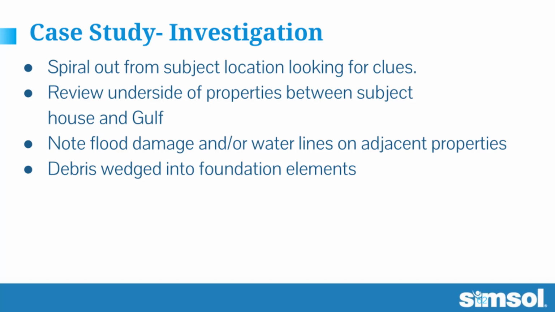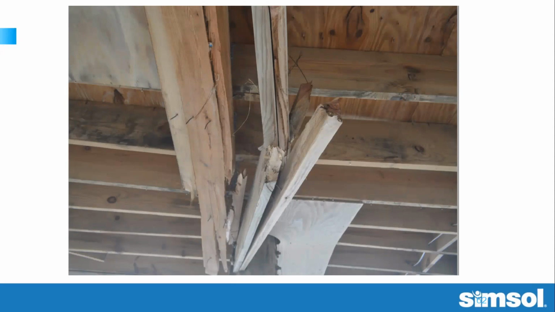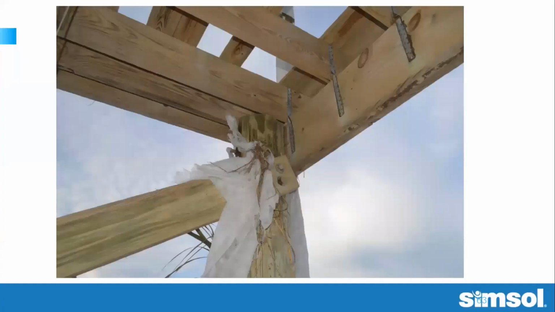So we spiral out. Typically, I like to go in a clockwise direction from the center of the house that I'm looking at and start looking for clues. I look at the underside of those properties between me and the Gulf of Mexico and find out if there's any flood damage or water lines or anything like that, or any debris wedged into foundation elements. Notice here on one of the houses between us and the Gulf, this is a floor beam that's been damaged consistent with impact from flood. This is about 12 feet above grade. And again, notice the marsh grass wedged into some of the pile connections for the lateral support.